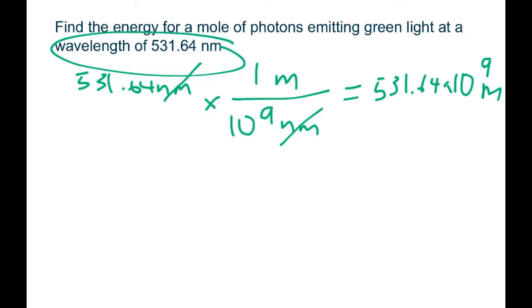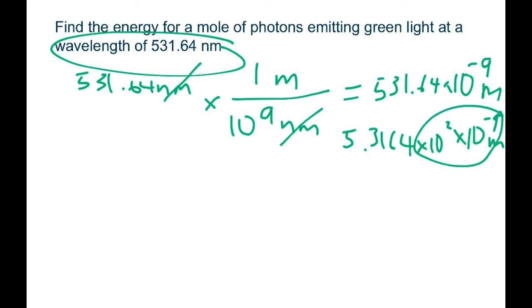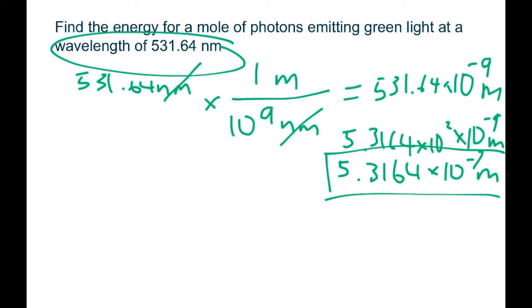And that's a weird negative sign, so let me rewrite that. And notice how this is not in scientific notation. We could just keep it like this, or we could just change it. So let me show you a little trick. We can convert this to scientific notation by changing this into scientific notation, and you'll see what happens. 5.3164 times 10 to the second is that, and we just have to multiply by 10 to the negative 9 meters. And if you simplify these two, you get 5.3164 times 10 to the negative 7 meters, and that's the wavelength in meters.